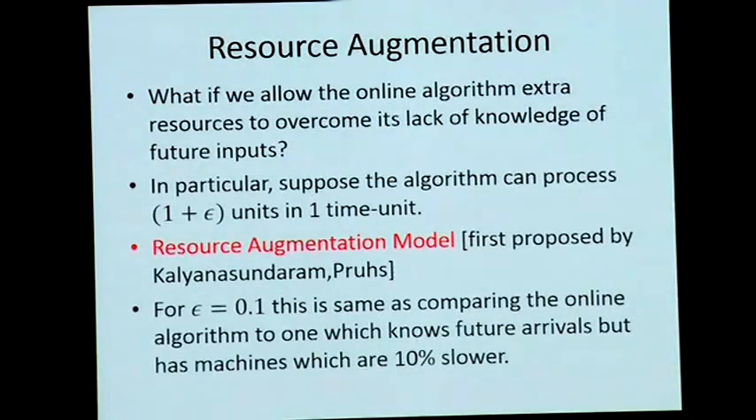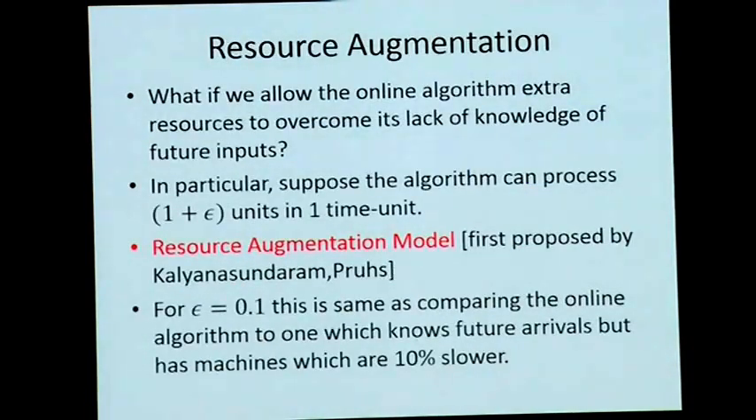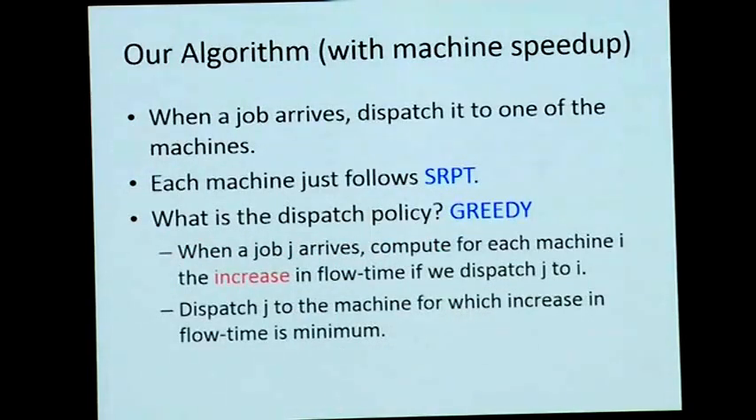So for epsilon equal to 0.1, our machines are 10% faster than the adversary's machines. Or equivalently, you can think of the adversary's machines as roughly 10% slower than my machine. And if I assume such a thing, then we can get a competitive ratio. This is called the resource augmentation model. And in this model, a very simple algorithm actually works now. And what's the simple algorithm?